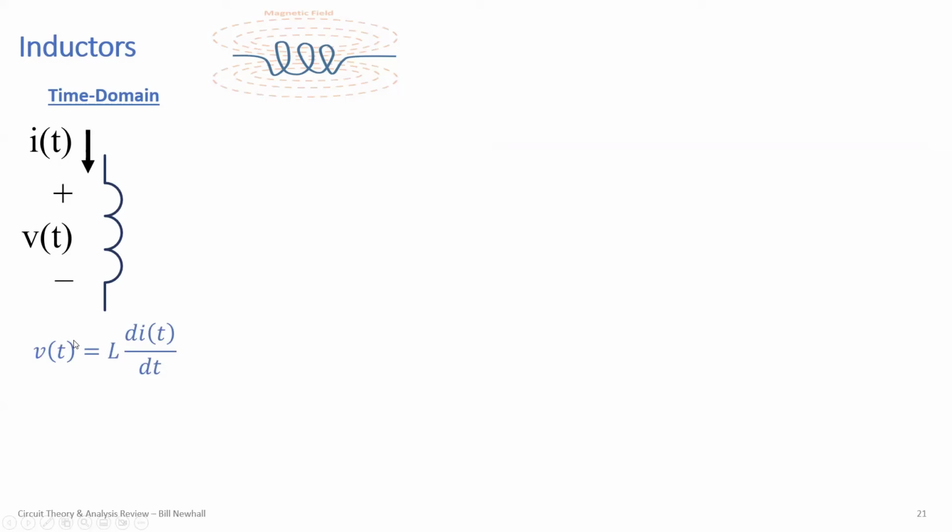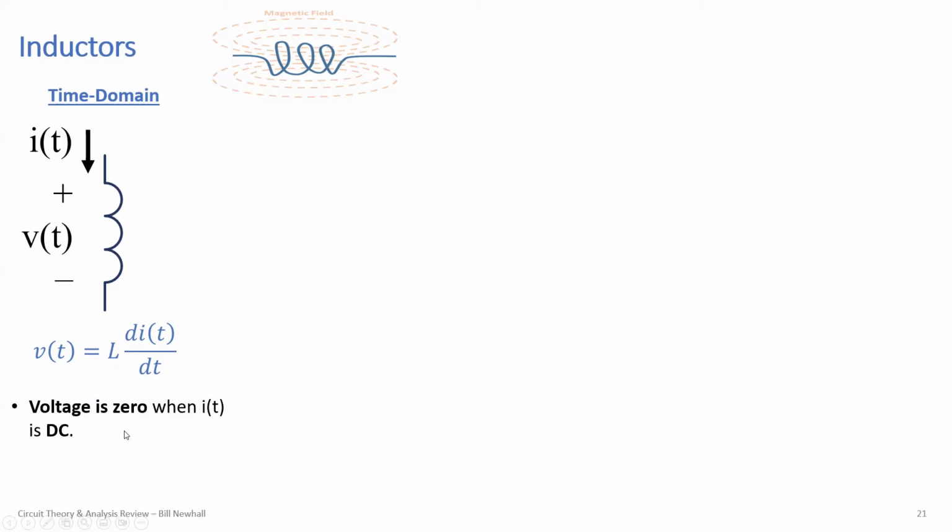Here's the relationship between voltage and current. So, right, if you try to change that current, that derivative is going to be non-zero, so you're going to induce a voltage. And L is inductance, which is determined by the size of the coil, the number of turns, the material that's used as a core, and the spacing of the turns for a given inductor.